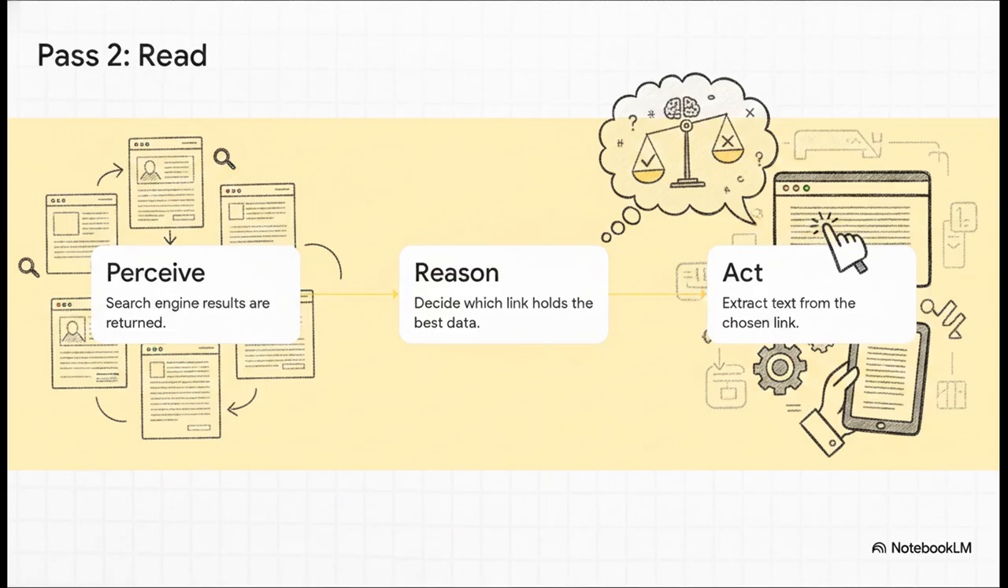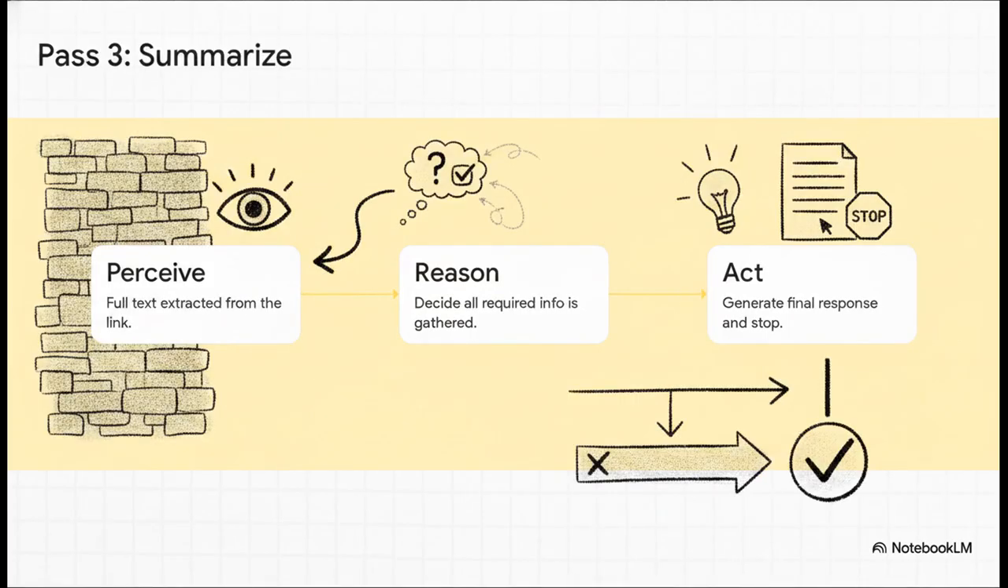Immediately, the agent rolls right into pass 2. The output of that search action is fed back into the system. So what does it perceive now? It perceives the list of search engine results. It enters the reasoning phase again. It evaluates the titles and the snippets and decides which specific link holds the most credible and relevant data. Once it makes that decision, it acts. It uses a web scraping tool to extract the full text from that chosen link. Pass 2 is complete.